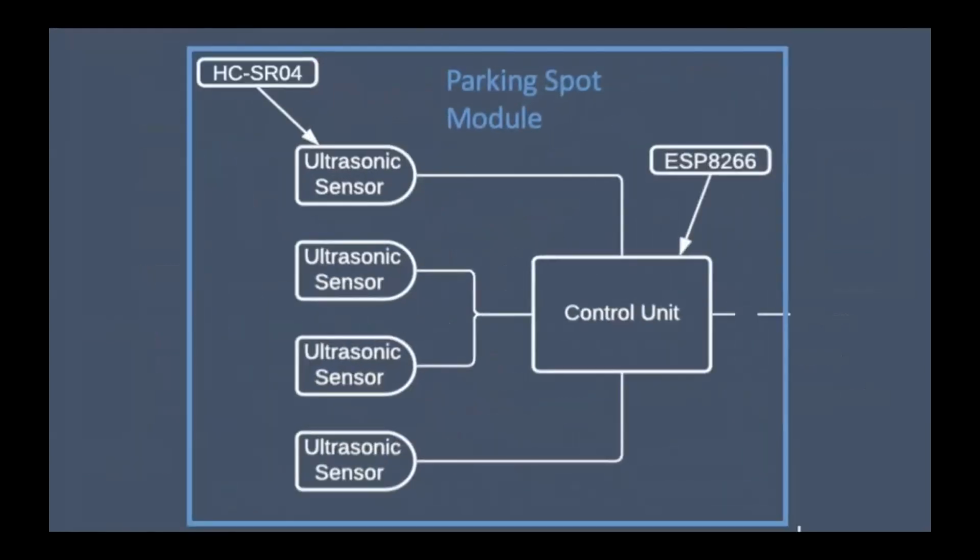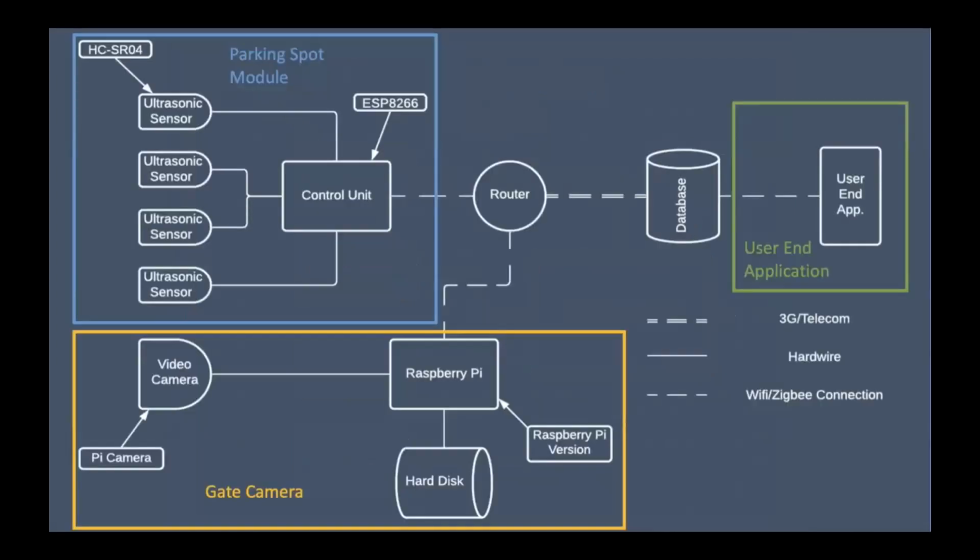In this part of the system, we have 2 different components: the Arduino microcontroller, which is the ESP8266, and the ultrasonic sensor, HC-SR04. As you can see, the ultrasonic sensors are connected to the ESP8266 using wires. This ESP8266 works as a control unit and is programmed in a way to receive data from the sensors and send it using the Wi-Fi module to the router.